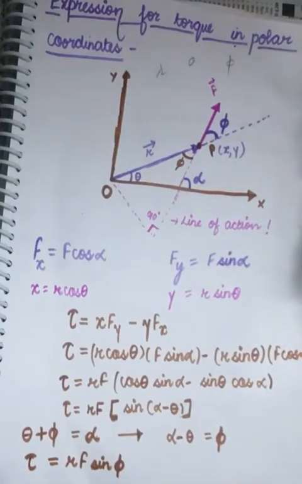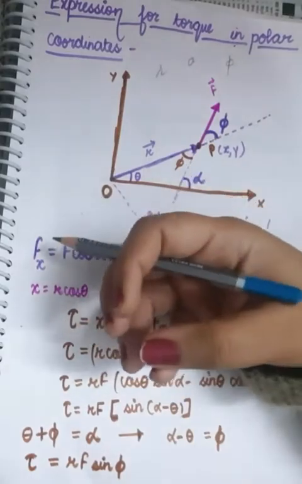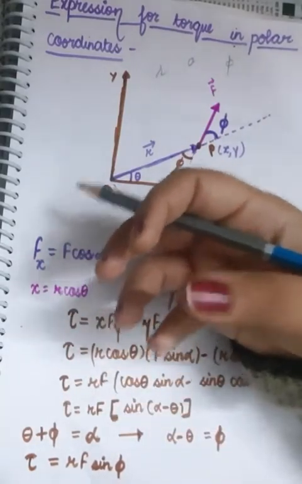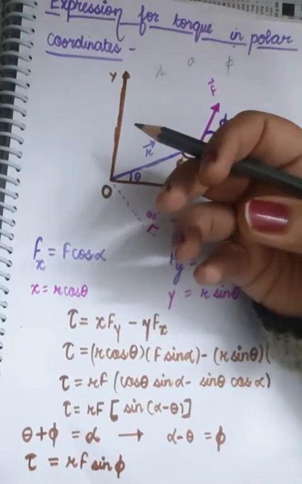Hello students, this video is in continuation with the previous video where we had studied the expression for torque in Cartesian coordinates. In this video, we are going to continue the same discussion, but this time we will be evaluating the expression for torque in polar coordinates. So, Cartesian coordinates are the ones where we discuss a set of coordinate axes, namely x-axis, y-axis, z-axis.